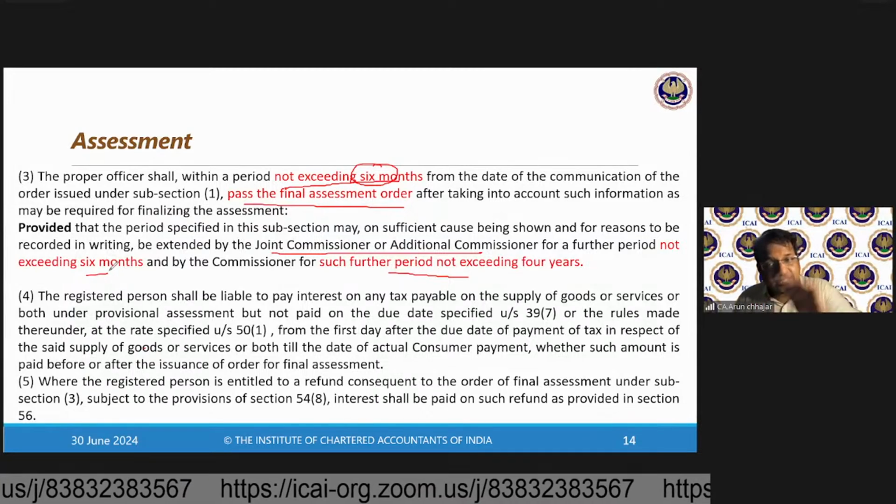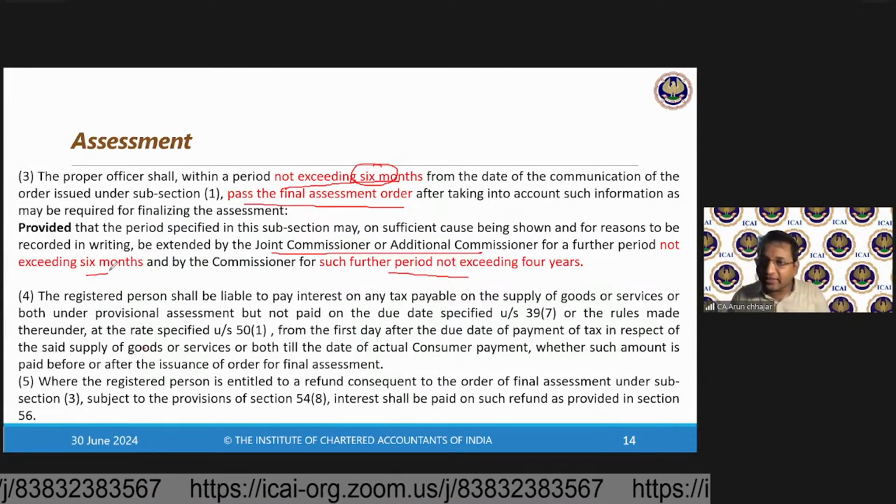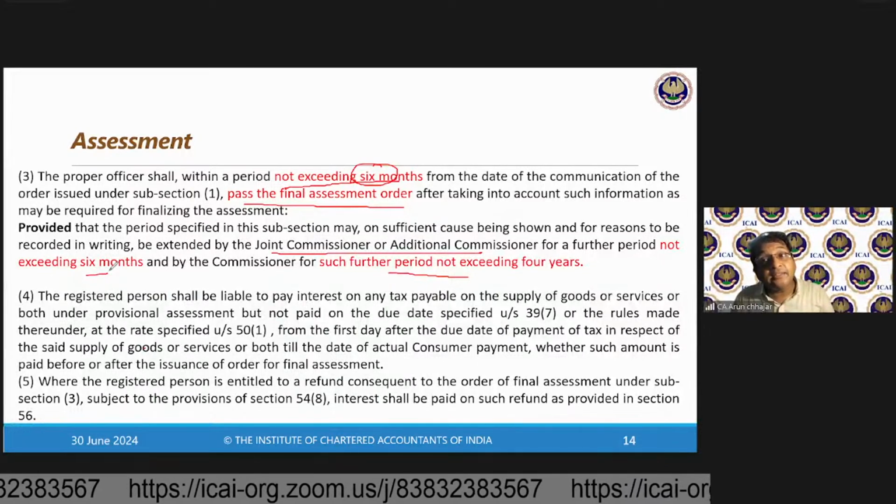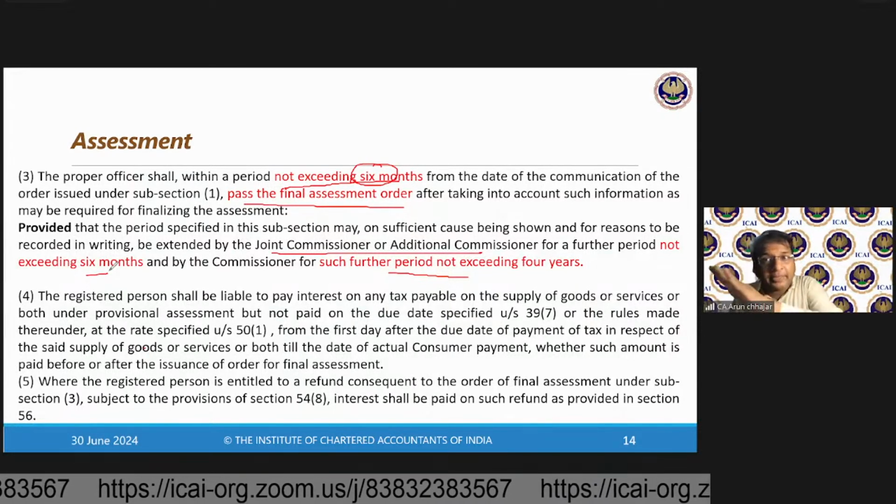So it means 6 month time is there. It can be further extended by 6 more months by the JC or AC, and by another period of the 4 years by the commissioner.